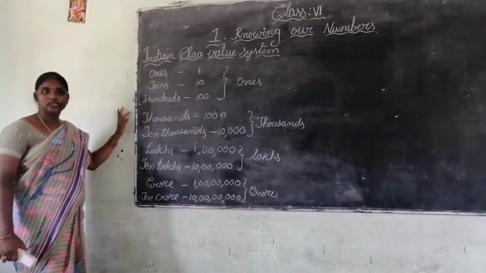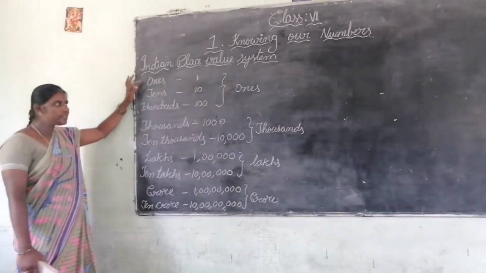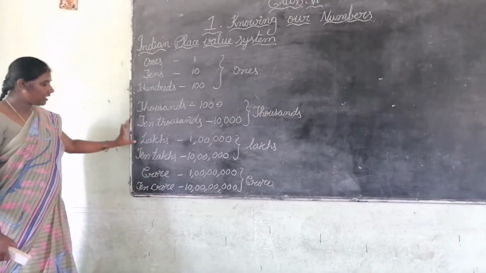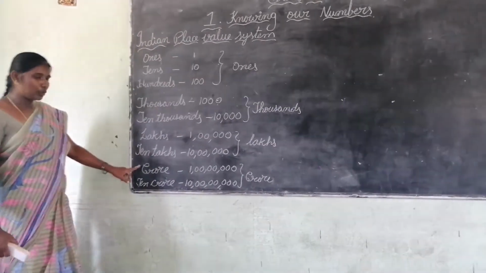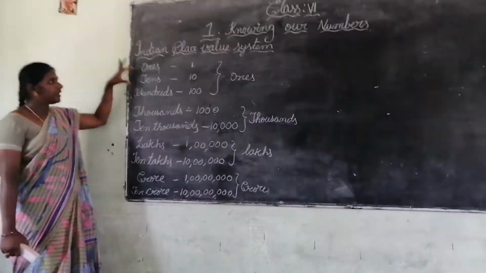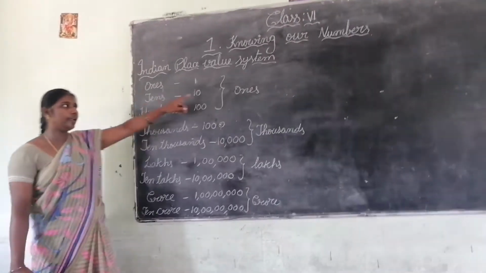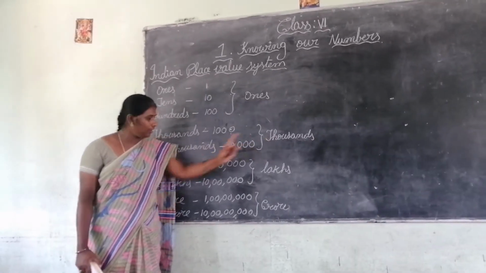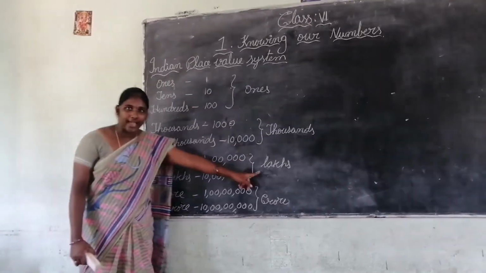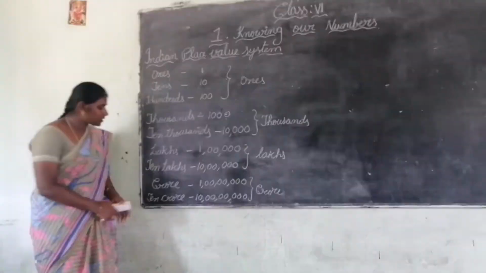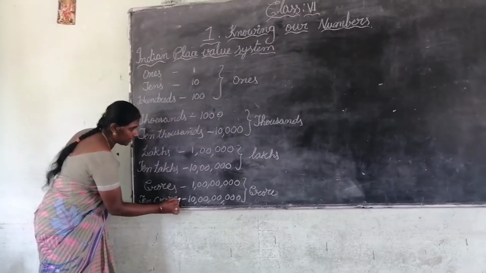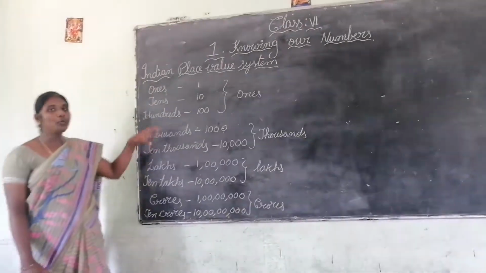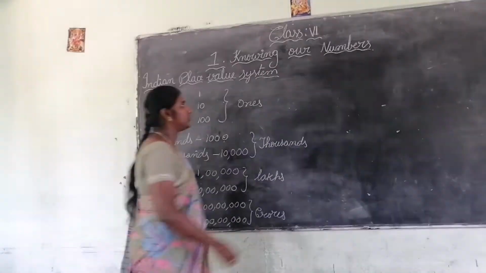These are the place values in the Indian place value system: ones, tens, hundreds, thousands, 10,000s, lakhs, 10 lakhs, crores, 10 crores. Ones, tens, hundreds come under the ones period. Thousands, 10,000s come under the thousands period. Lakhs, 10 lakhs come under the lakhs period. Crores and 10 crores come under the crores period. Now, how do we write a number in the Indian place value system?